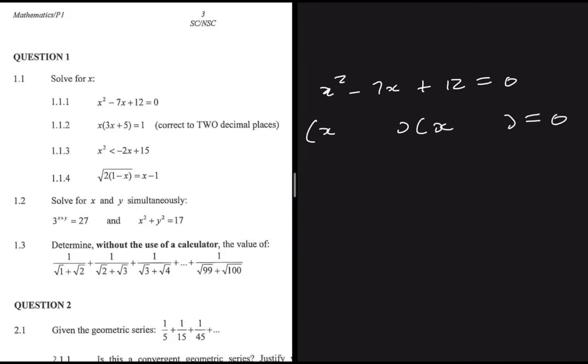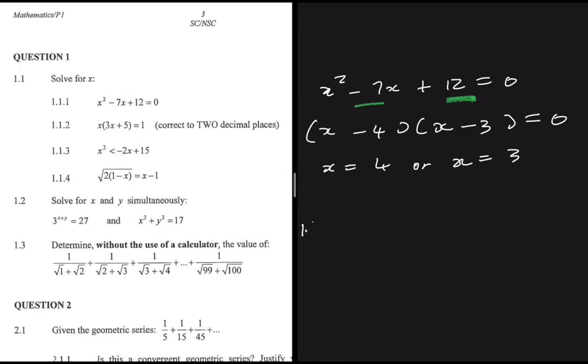The right question to ask yourself at this point is, which two numbers do I multiply and get 12, and then when I add them, I get minus 7, right? That is minus 4 and minus 3. So we're going to get x minus 4, x minus 3 being equal to 0. So it is easy to see from this point that x is equal to 4 or x is equal to 3. And just like that, you have scored yourself 3 marks.